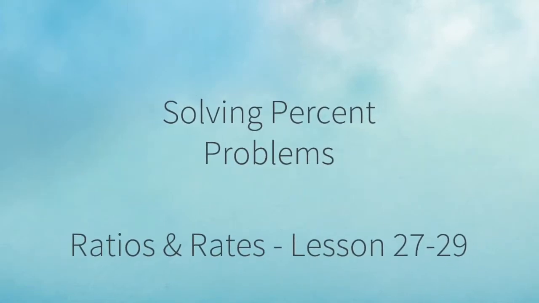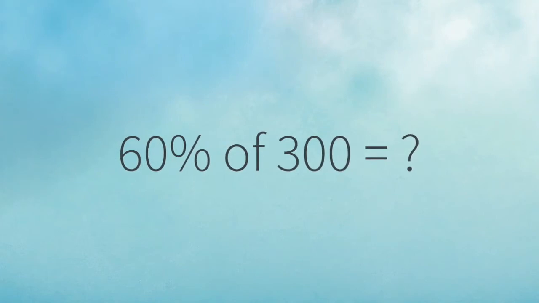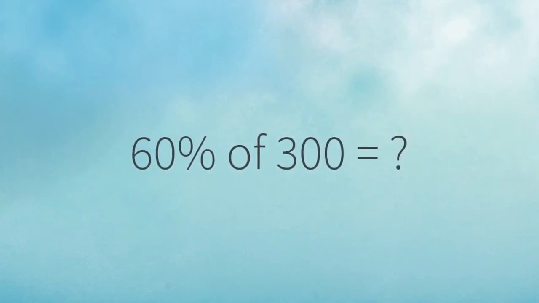Today we're going to solve percent problems. Let's start with this. What is 60% of 300? Well, first we know that 60% can be written as a fraction, 60 out of 100. We also know that because we're looking for a percentage of 300, 300 is the whole, not the part. You see, we don't know what the part is, so I'm going to set my fractions up like this.